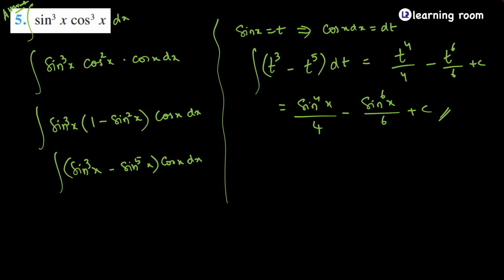So I think the book back answer is cos power 4, no? So no, you have to take cos x as t and then solve it. Can you just try that out? After you copy this, try that out.